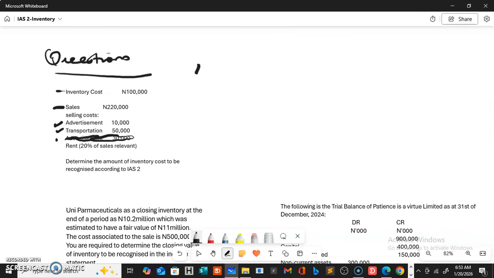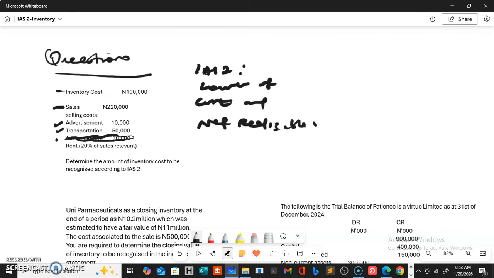So we're told that IAS 2 values inventory at the lower of cost and net realizable value. So in this case, what is our cost? Our cost is 100,000 naira. Our net realizable value is sales, so our sales is 220,000.